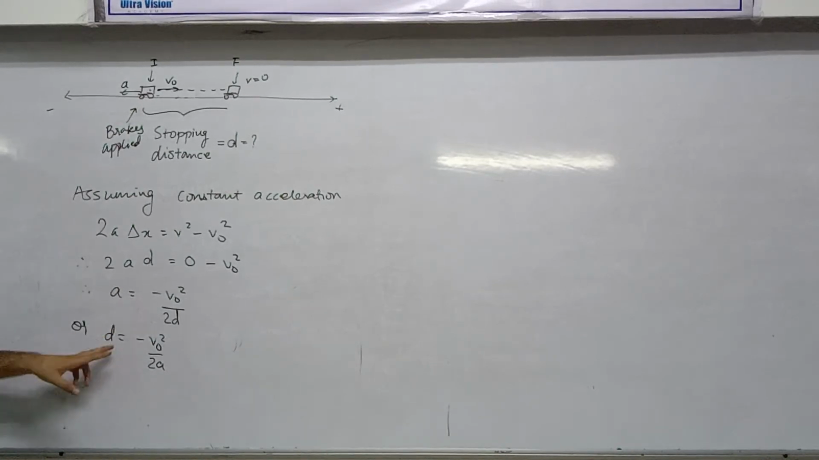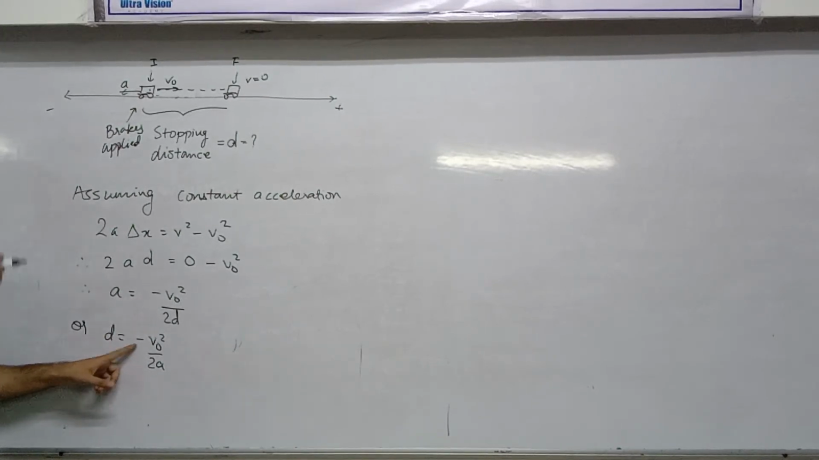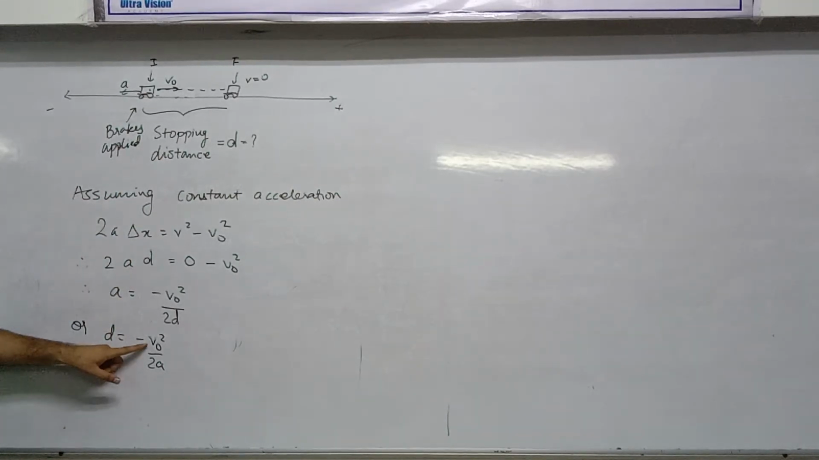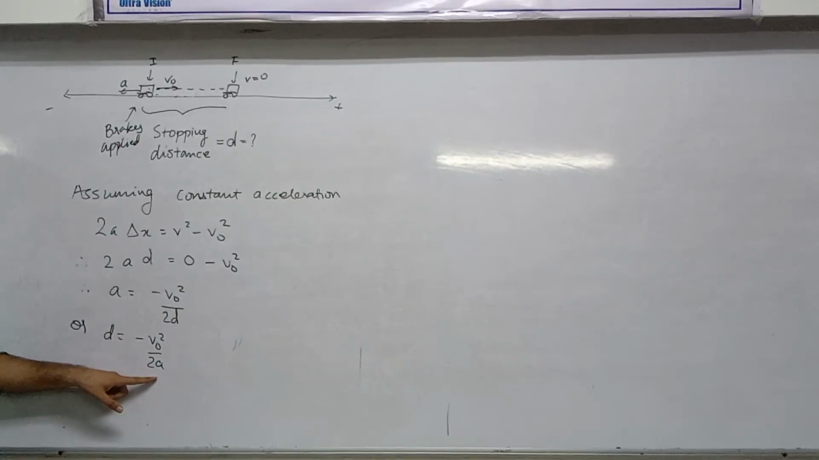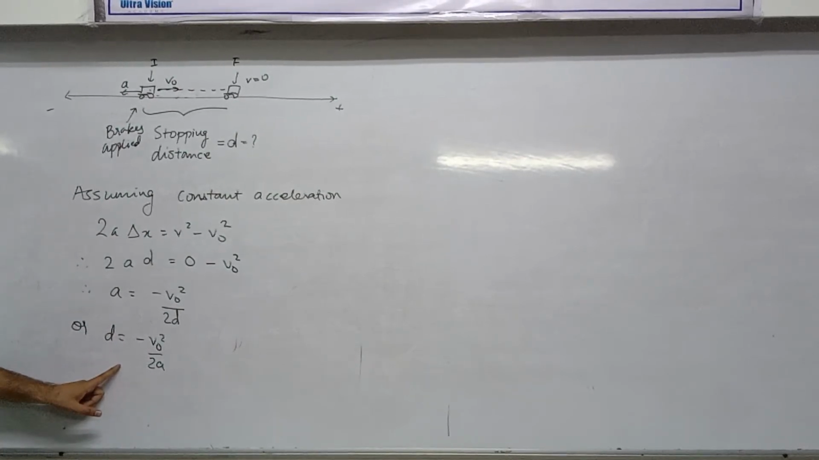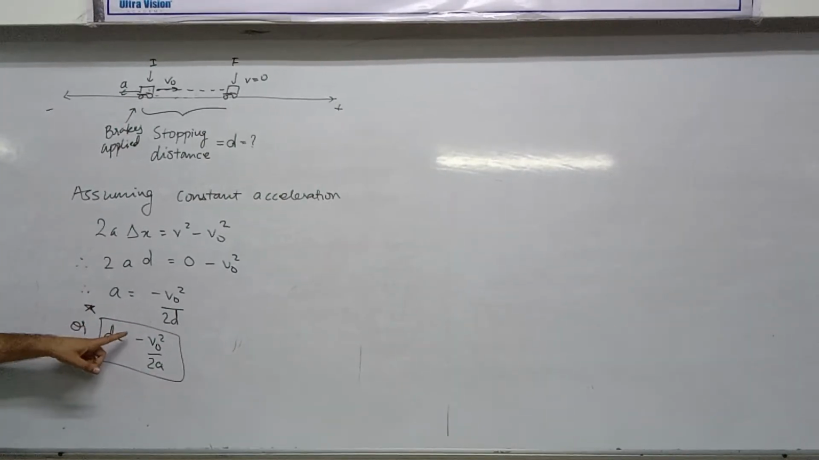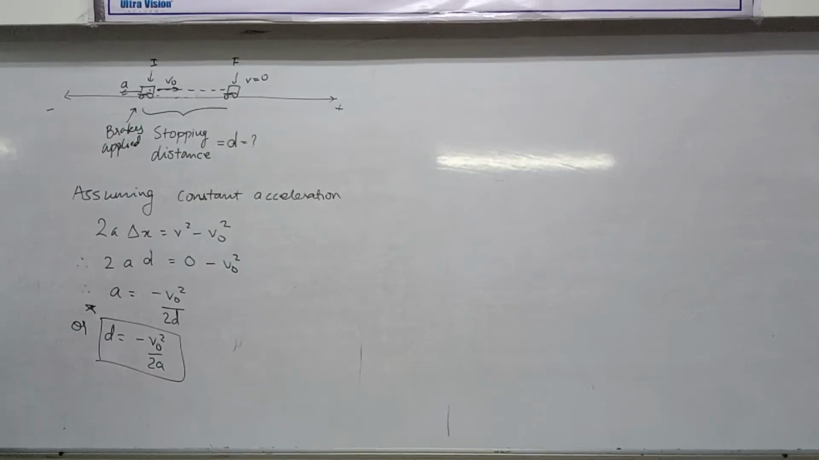Anyways, next thing. Here it might look like d is negative. How can a distance be negative? It's not negative. V0 squared is positive, 2 is positive, but acceleration itself is negative. So this minus sign and the negative acceleration will cancel each other and d will be positive. Did you understand? So this is the meaning of stopping distance: minus v0 squared by 2a. Yes, question. So how will the minus sign be removed? Okay, no problem.